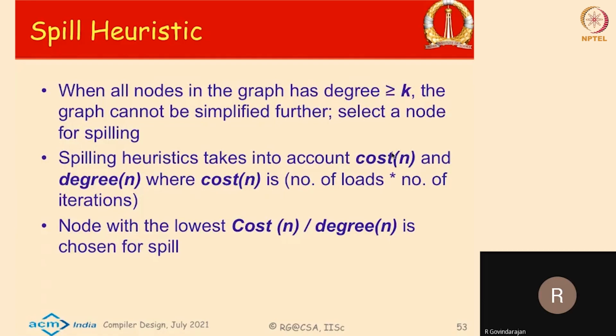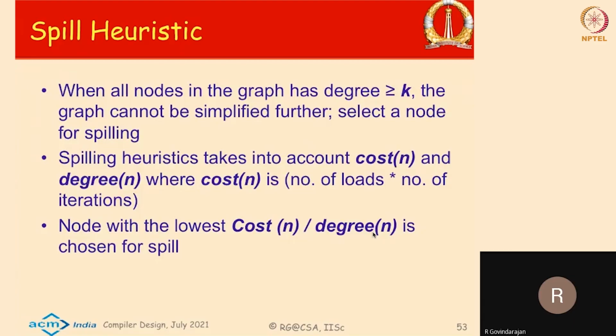But then if I choose a variable whose cost is less but does not interfere with many other nodes, I may spill this, but still I may not be able to simplify the graph because the remaining nodes will all have more than or equal to k edges. Therefore, I may end up spilling something more. That is why this degree is also taken into account. So the larger the degree, the better it is, and the lower the cost, the better it is. So you combine them by saying cost divided by degree. The node which has minimum cost and maximum number of edges is the ideal node for spilling.